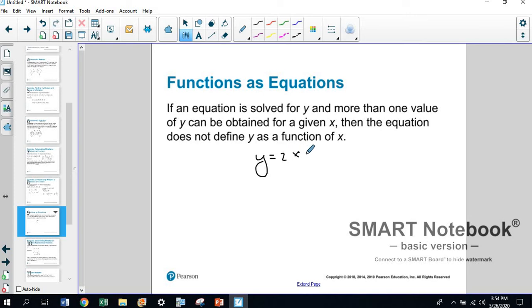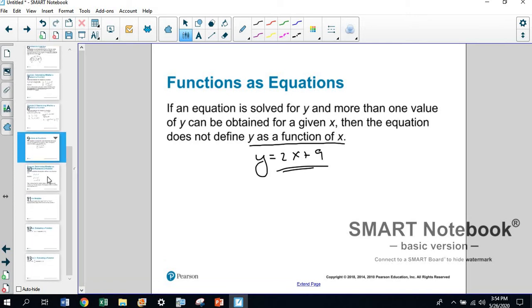y equals 2x plus 9, right? We've seen this as a function. Well, we've seen this as an equation, right? If it is written as a function, then you can solve it for y. If you can't solve it for y, then it's not a function. So here's an example of one that is not solvable for y.